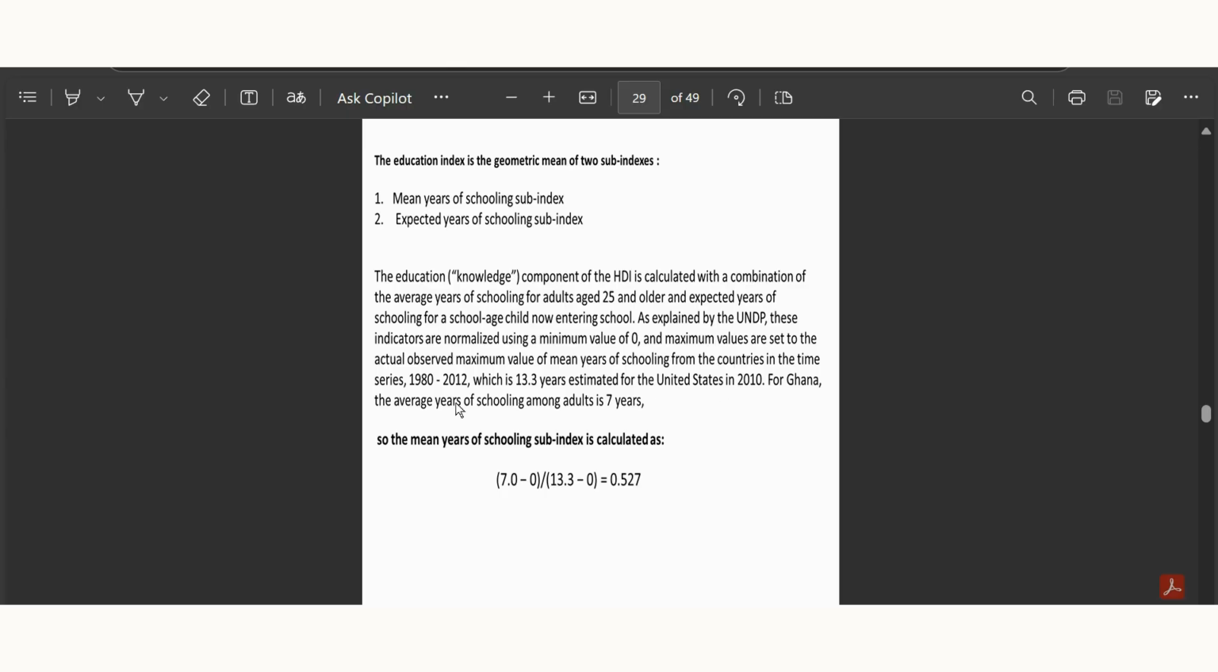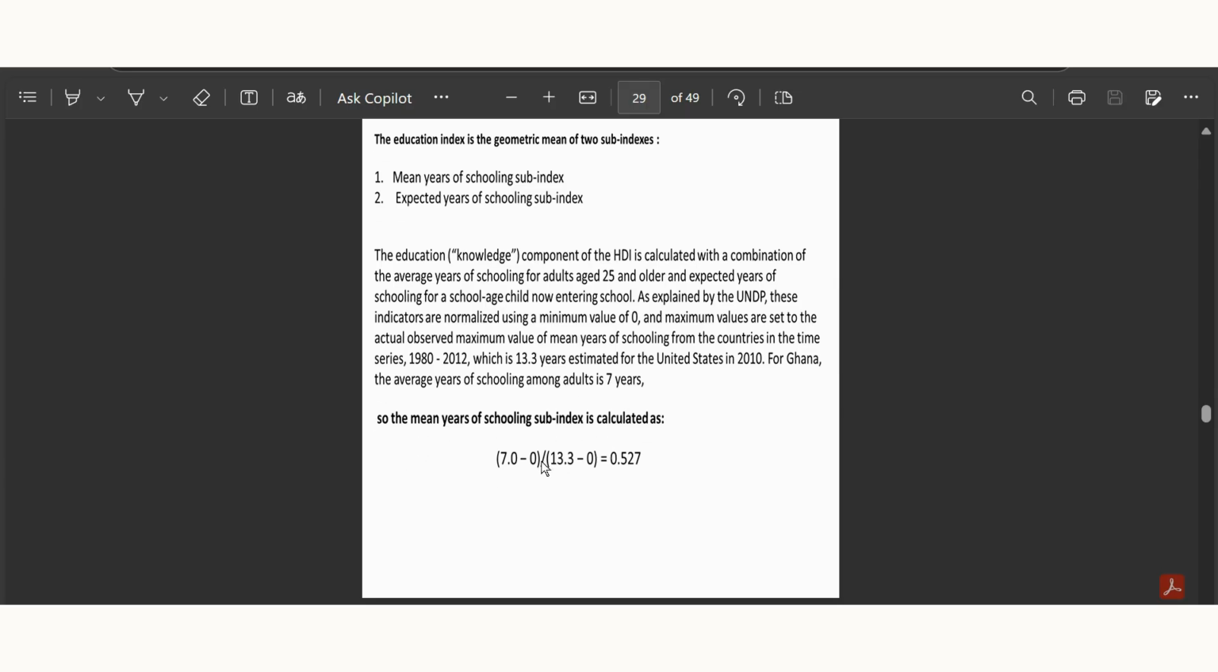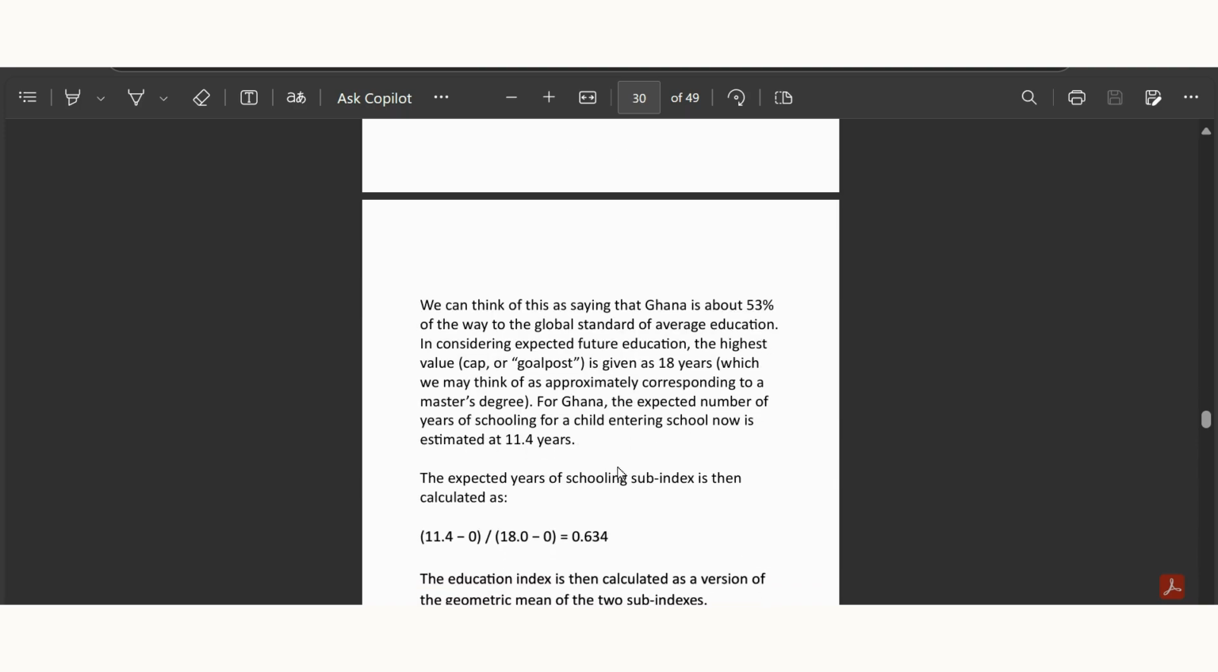For Ghana, the average years of schooling among adults is 7 years. So the mean years of schooling sub-index is calculated as 7.0 minus 0, divided by 13.3 minus 0, which is equal to 0.527. On the other hand, we can think of this as saying that Ghana is about 53% of the way to the global standard of average education.